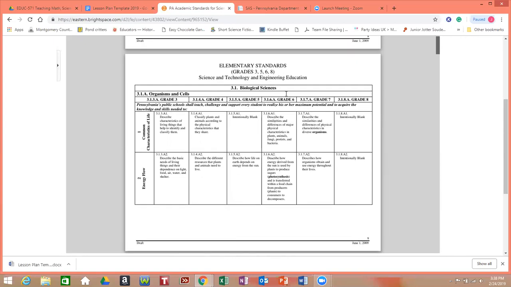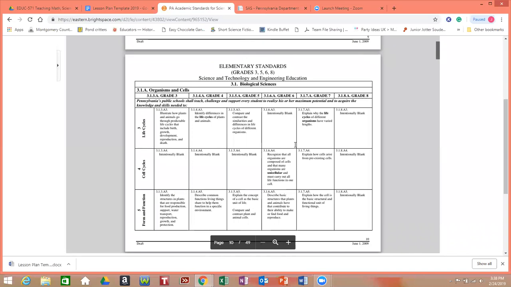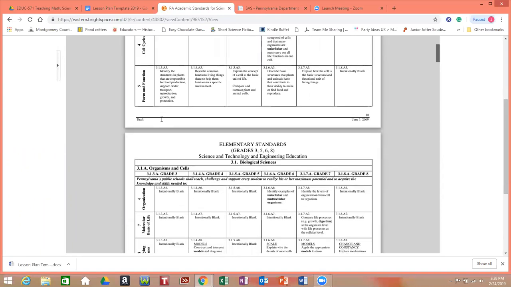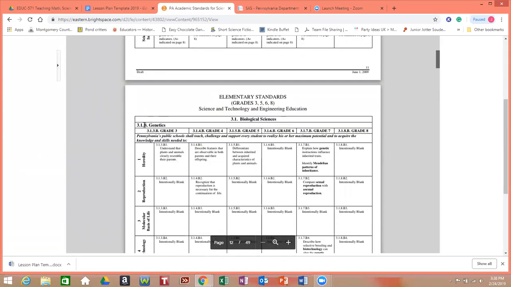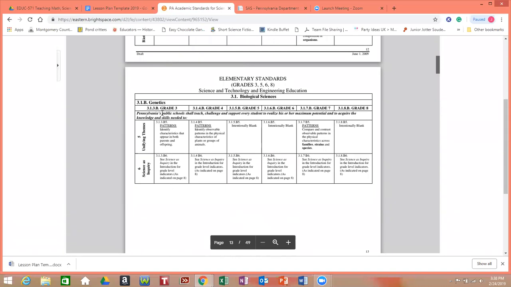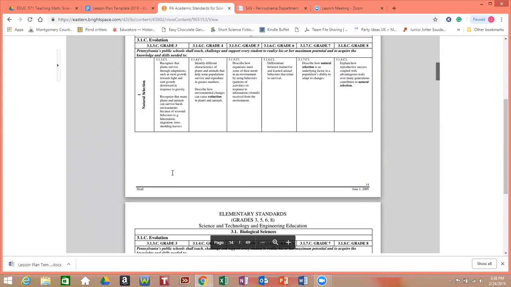Again, you can notice that this particular document only focuses on grades 3 through 8. It's broken down into the 4 sections, so you can see that we have the biological sciences. There's a couple pages dedicated to that. So here's point A, which indicates organisms and cells. Point B talks about genetics, which a lot of that isn't covered until the upper grades anyway. We're still in B. Here's C, which talks about evolution.